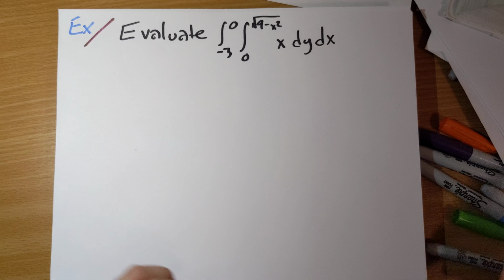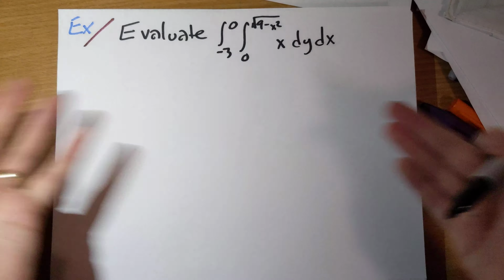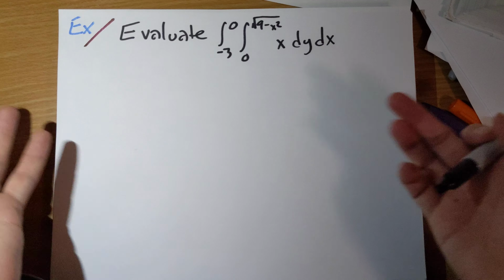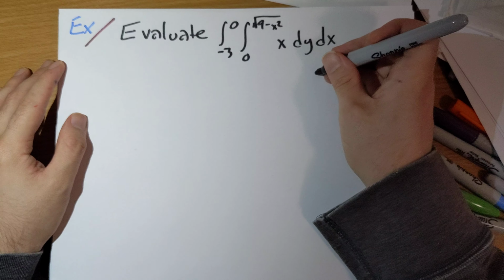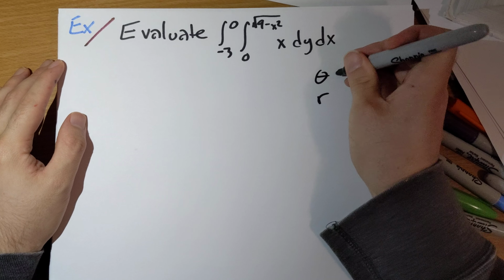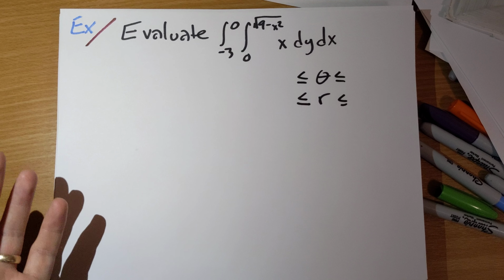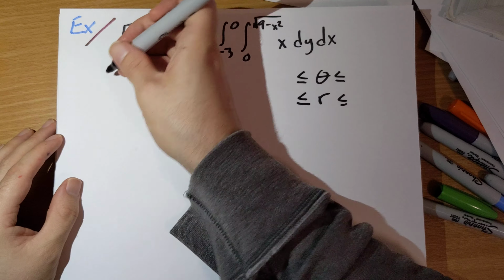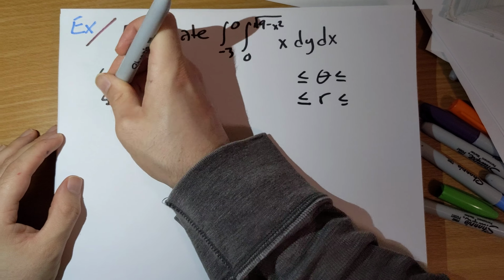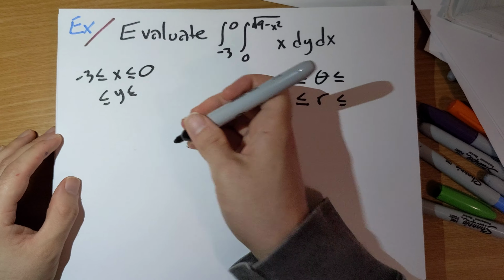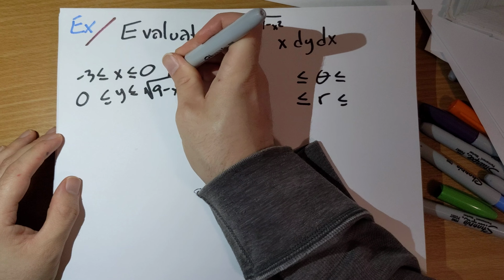Let's do the polar coordinates integral first. So we need to convert to polar coordinates. We're going to know we need bounds on theta and r. We need to draw the picture before we do anything else. So right now, our bounds are x runs from -3 to 0, y runs from 0 to the square root of 9 minus x squared.